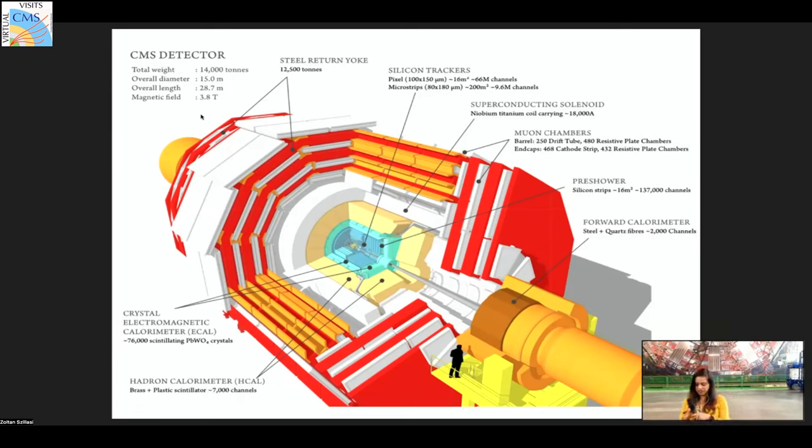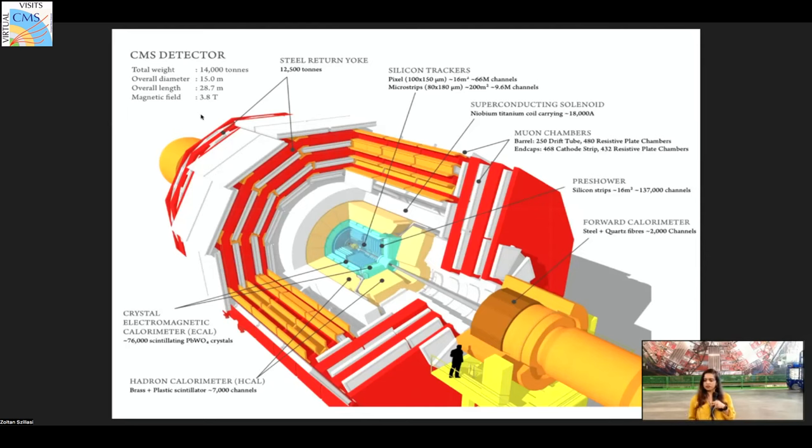So CMS stands for Compact Muon Solenoid, and the solenoid is one of the biggest parts of the CMS. And why do we need such a big solenoid? Because, as Ashok explained, we collide particles in the LHC tunnel at very, very high energies, and when these particles are produced as a result of the collisions, we need a big solenoid for bending these particles.